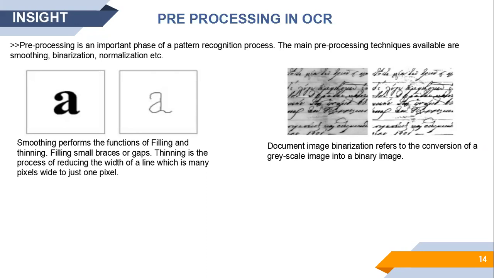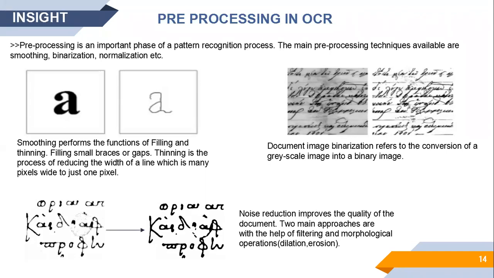So next one is binarization. Binarization means 0 becomes 1 and 1 becomes 0. So the left side is the gray scale and it is converted into black and white. If we have any disorders or any impressions on the image, the output is without any errors. Next one is noise reduction or normalization. It improves the quality of the document.